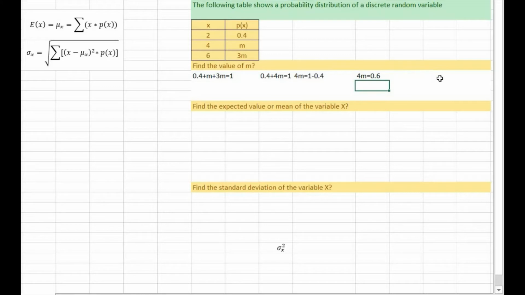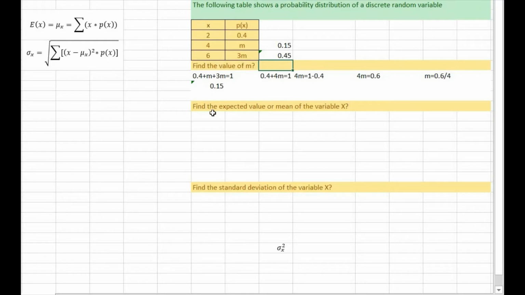And then I divide both sides of the equation by 4. I'm going to get m equals 0.6 divided by 4. So I'm going to compute it here. This is equal to 0.6 divided by 4. So the answer is going to be 0.15, meaning that this cell, which is m, is going to be equal to 0.15. The second cell is going to be 3 times that, so this is equal to 3 times 0.15. It will give me 0.45.